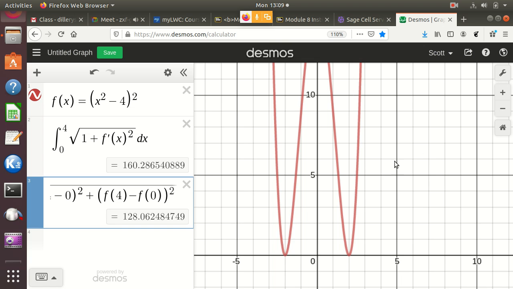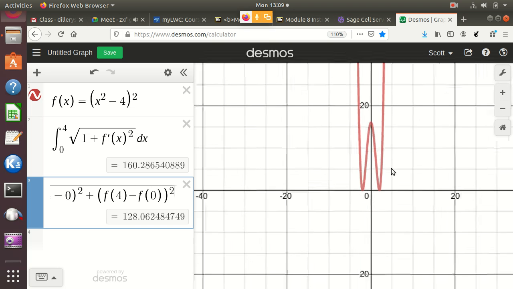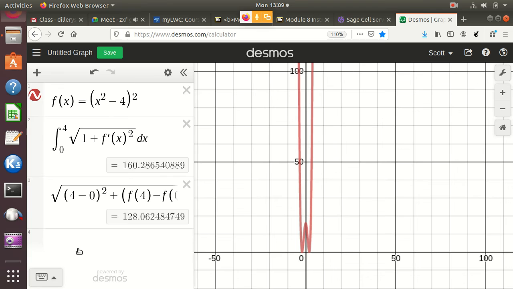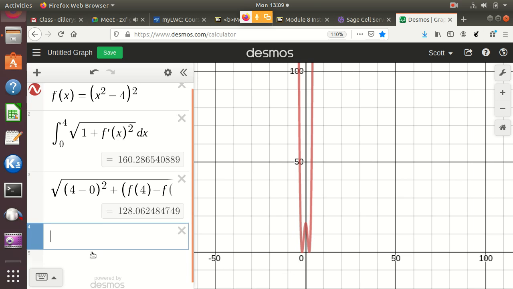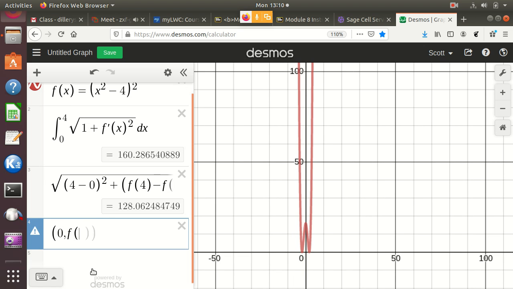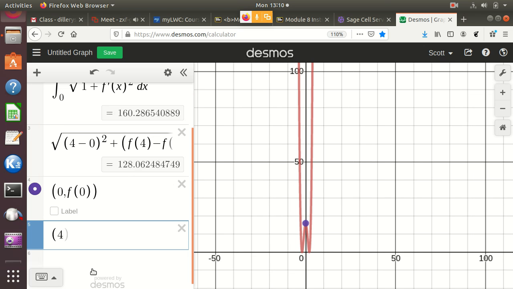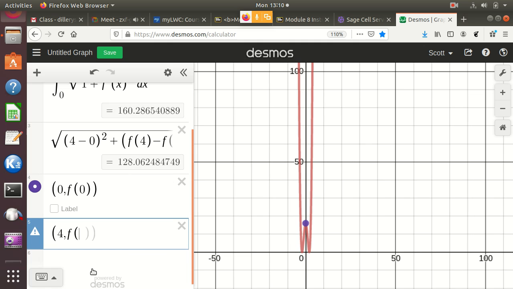If you zoom out on this thing, it seems reasonable that it would be quite low because we miss this bottom part here, because if I can put those points in. So for instance, I can do 0, comma, f of 0. And part of why I'm doing this is to just show you how you can do these things. So I can just type that in, there's a point. And I could put in my other point, 4 and f of 4.